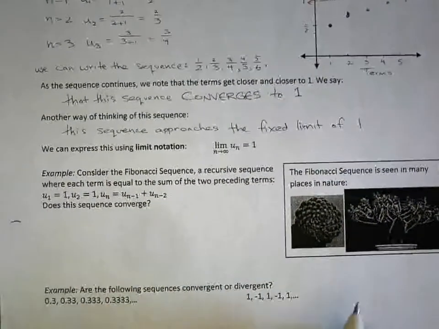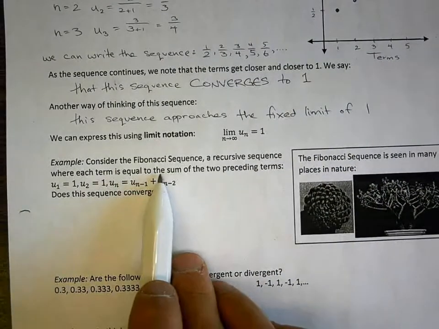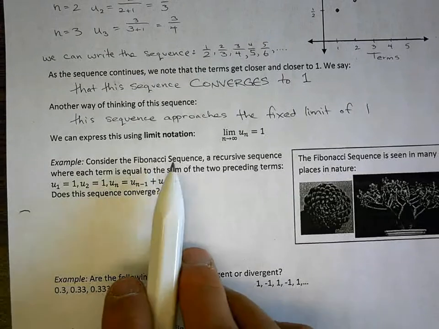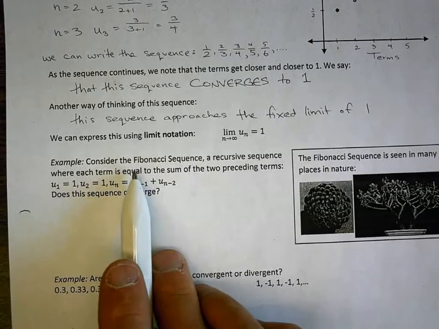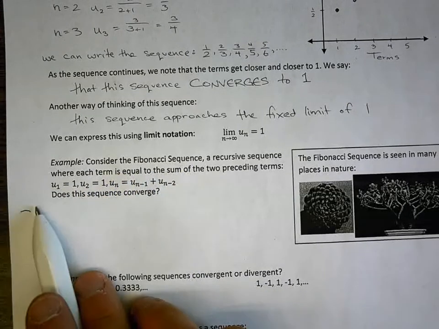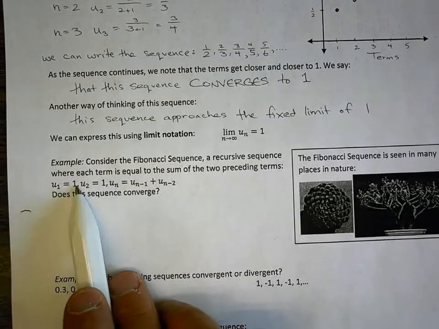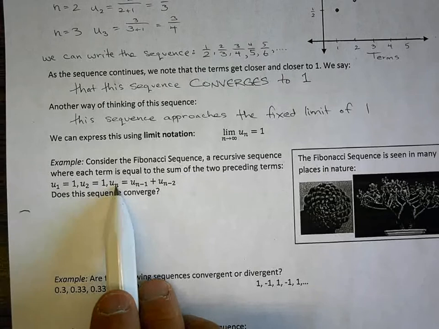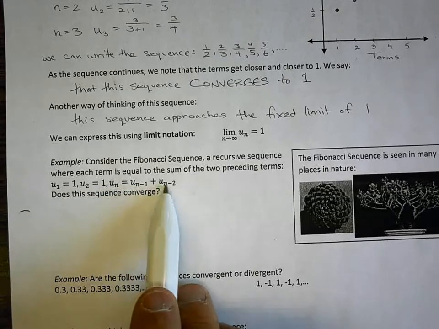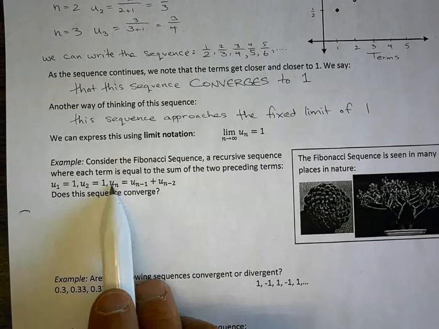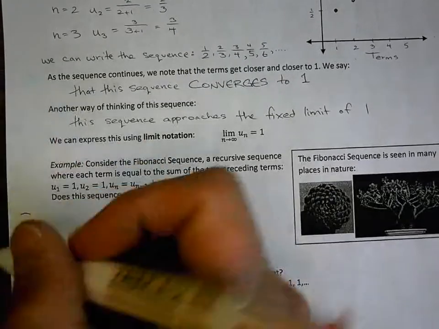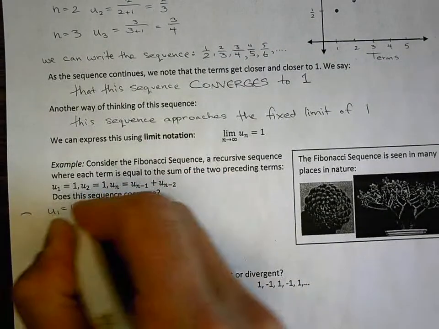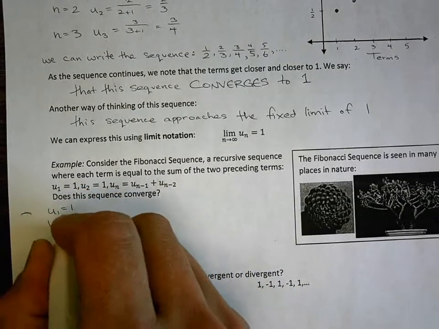Okay, let's look at another sequence. The Fibonacci sequence. Maybe you've heard about this one. It's really cool. It's a recursive sequence where each term is the sum of the 2 preceding terms. So term 1, u1, is 1. u2 is also 1. Now, u n is the term n minus 1 plus n minus 2. I'm going to write this out, so I'm not going to explain it. The first term is 1. The second term is 1.